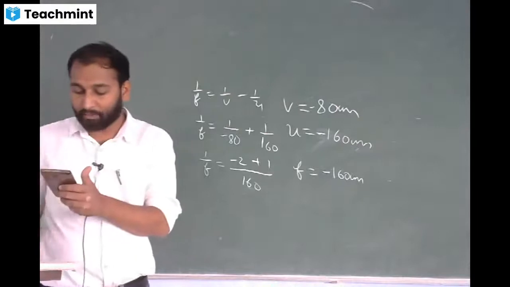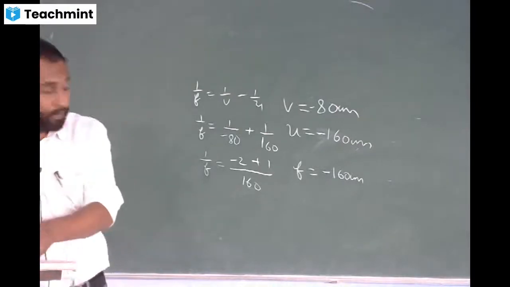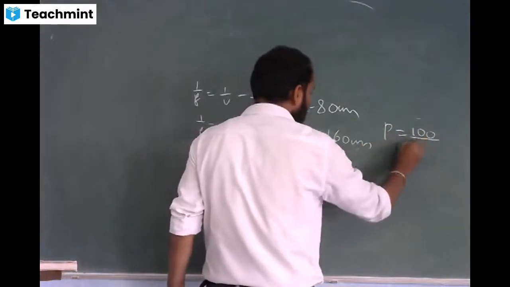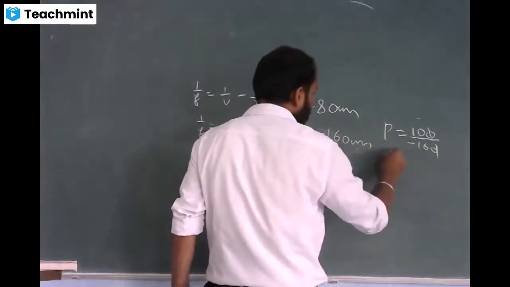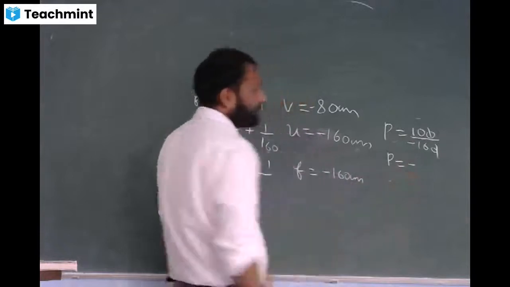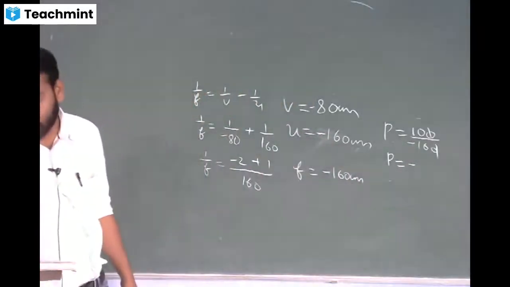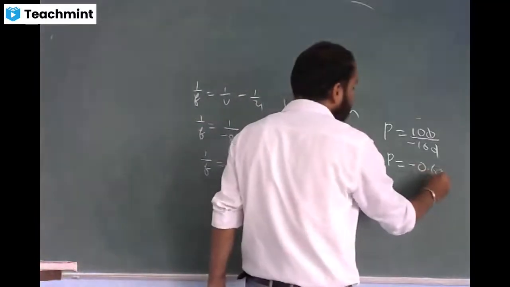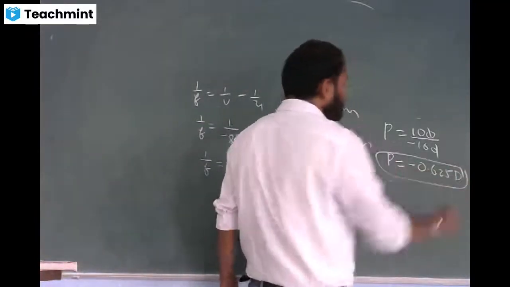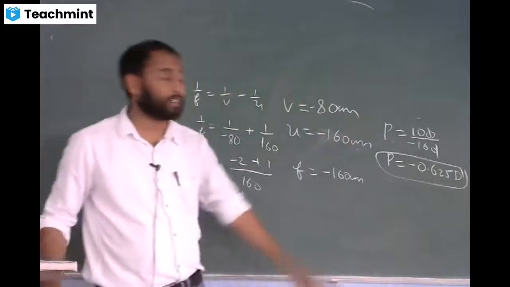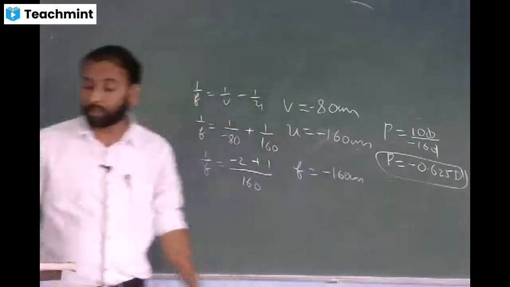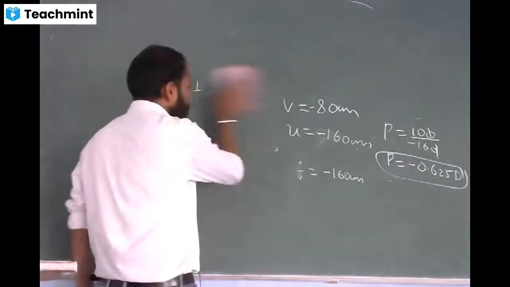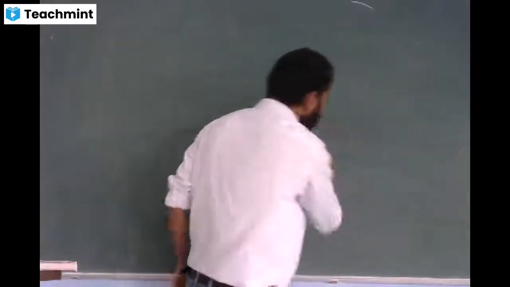So we have to calculate the power of the lens. Power of the lens is the reciprocal of focal length: P is equal to 100 divided by minus 160. So p is equal to minus 10 by 16. If you calculate, you will get 0.625 diopter, so minus 0.625 diopter. Minus indicates the lens is concave, a diverging lens, and the power of the lens is 0.625 diopter. Understood? Yes, sir. If they give such problems, you should be able to solve.